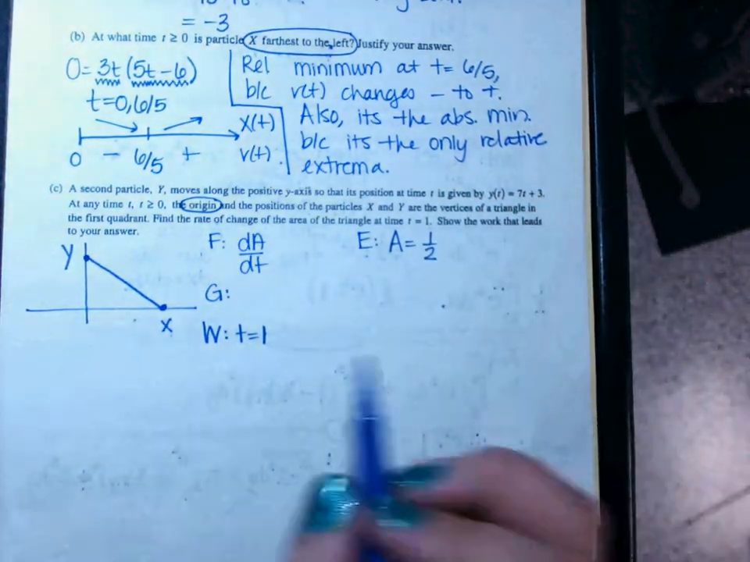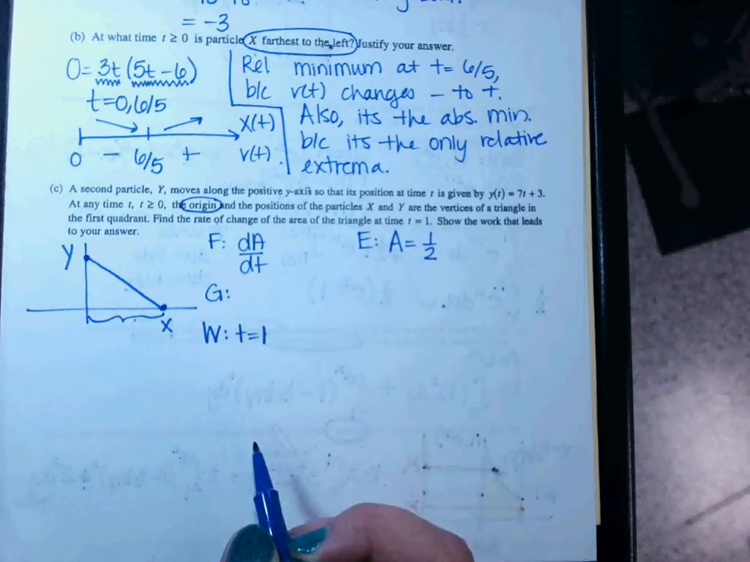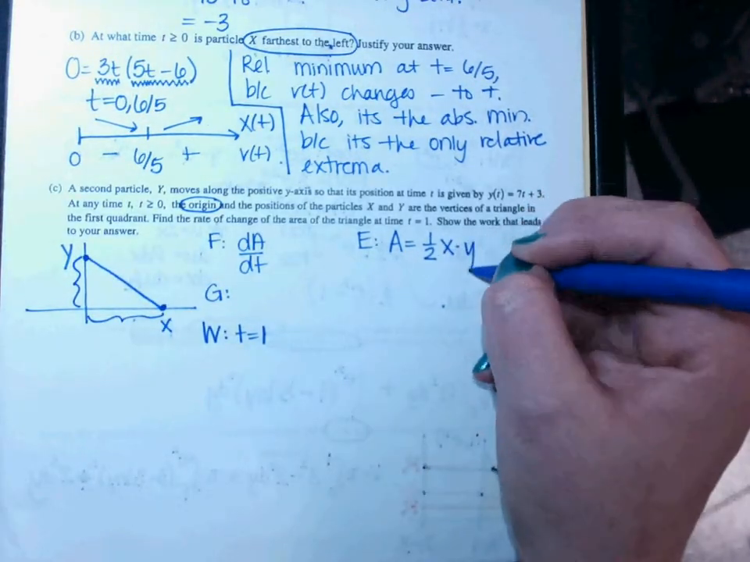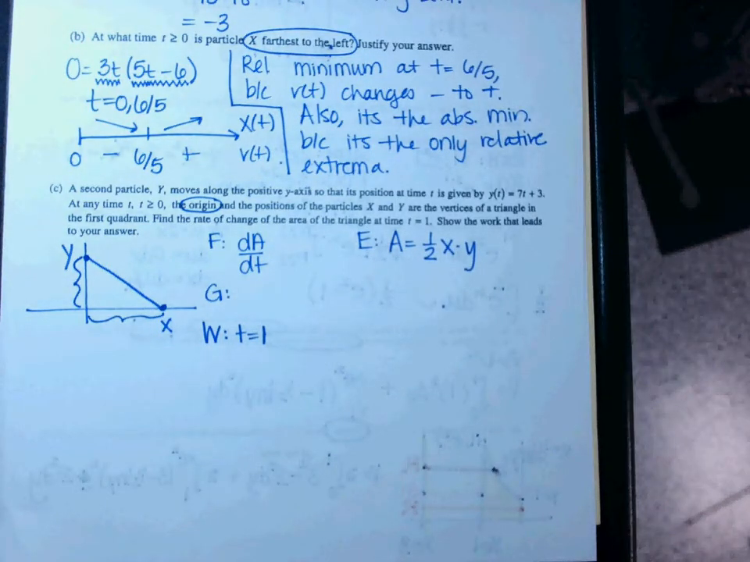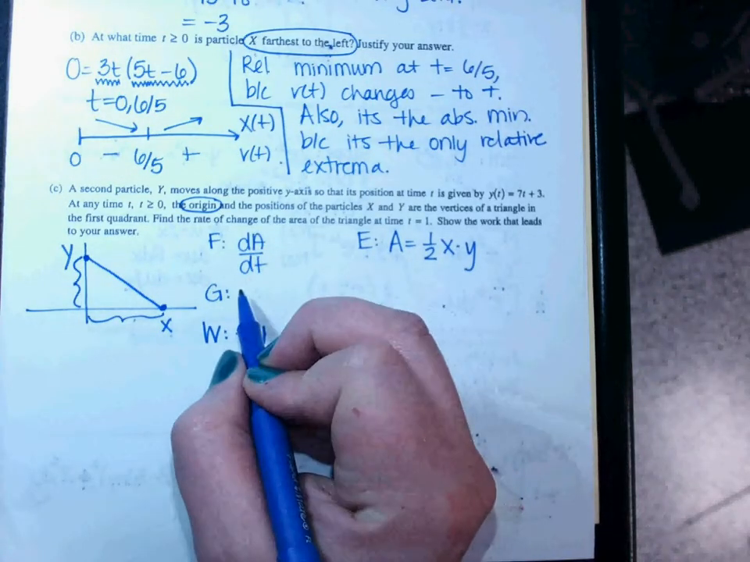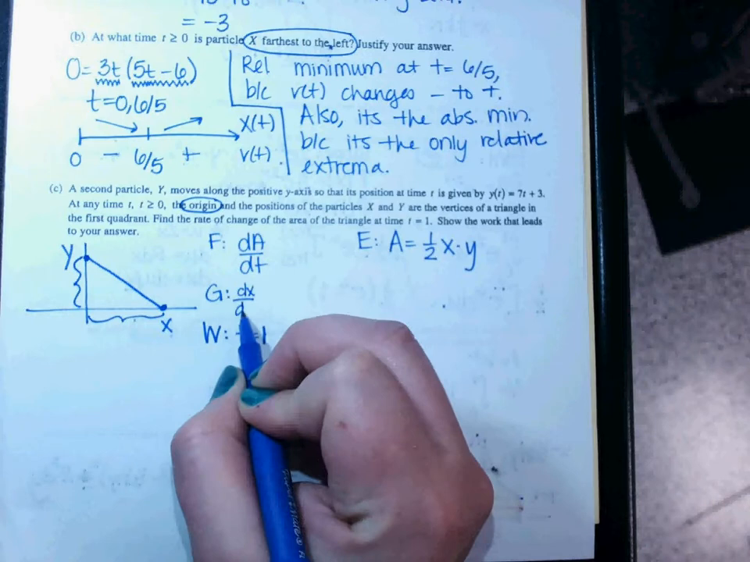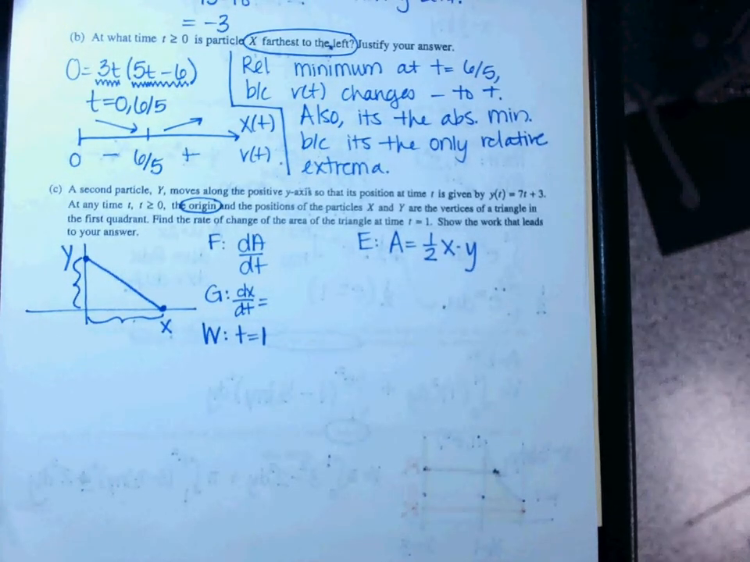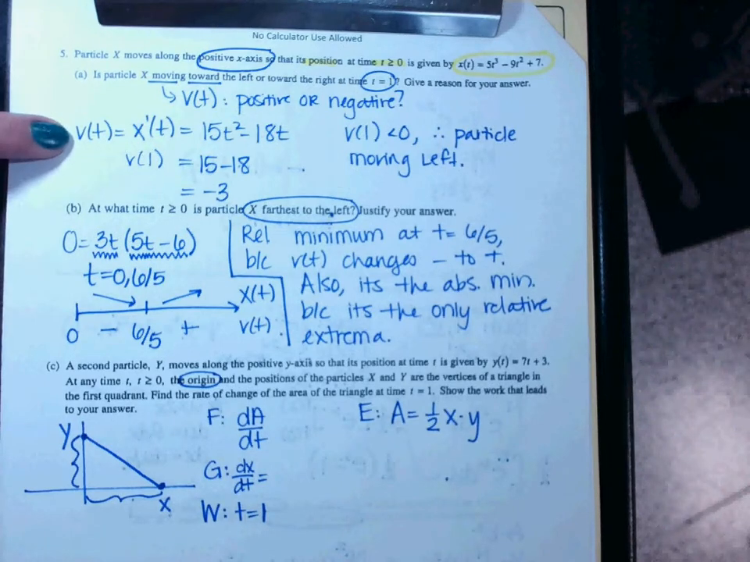And then my equation: how do we find the area of a triangle? 1/2 base times height. How long is the base? X. How long is the height? Y. So 1/2 x times y. So far, so good? Now let's go back to our given. What is the change for dx/dt? Think about what that means. dx/dt is how fast x is changing. What did we find earlier that is the same as that? V, which is really x prime.